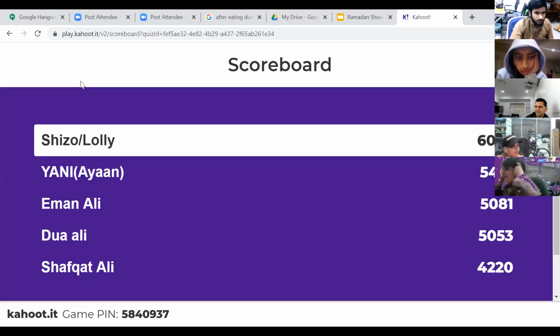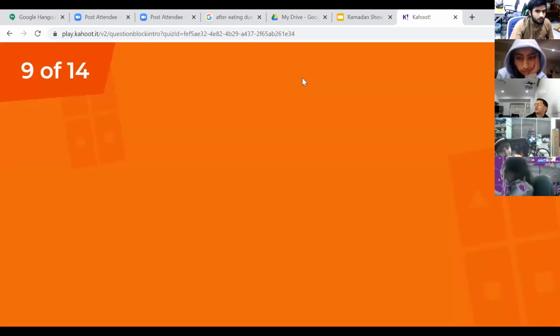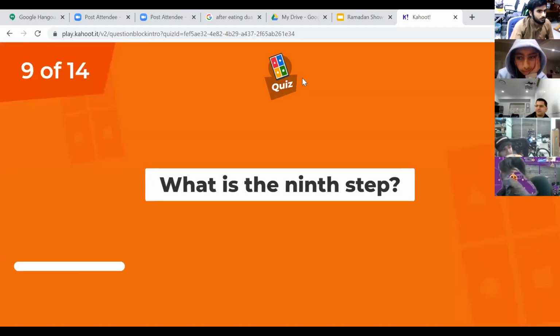Let's check the leaderboard. Nothing has changed except Zavi moves up to fifth. Otherwise, everyone is still staying the same. Okay, anyway, ninth question. What is the ninth step?